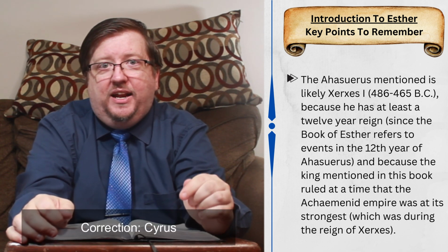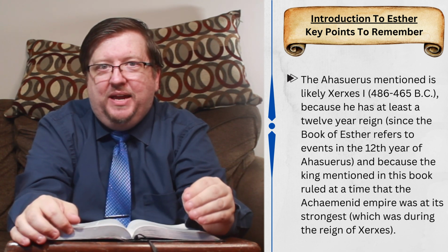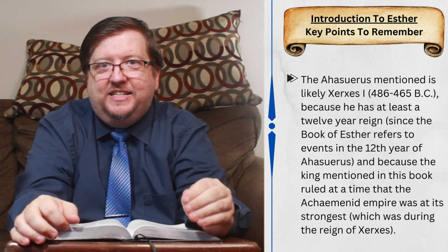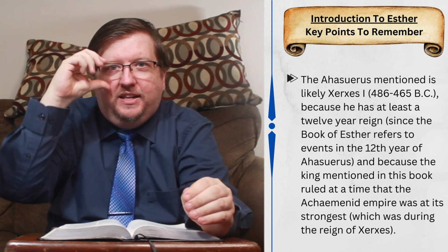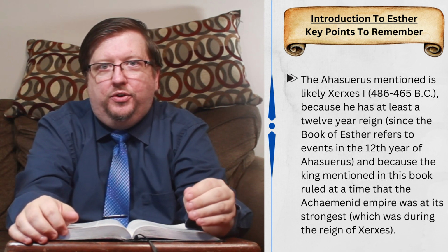Cyrus, Darius the Great, and Artaxerxes can immediately be ruled out because they are specifically mentioned by name in Ezra, Nehemiah, and Daniel with those names. That leaves us with Xerxes the First, Darius the Second, and Artaxerxes the Second and Third.